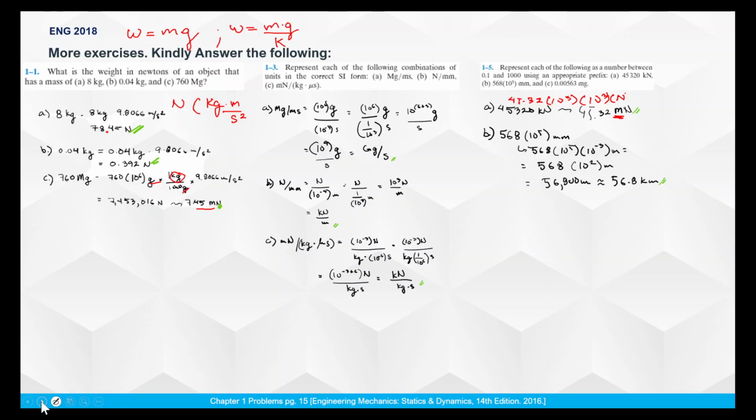Okay, medyo mabilis ng konti. Pero so, meron tayong 568, ito yung binigay sa akin, times 10 raised to the 5th millimeter. So, hindi pa siya completely simplified. We express muna yung millimeter into its exponent form and then simplify yung exponents na yon. We have 56,800 meters or, mas maganda nga naman tignan, 56.8 kilometers. Okay?